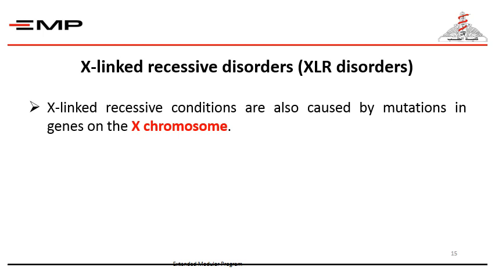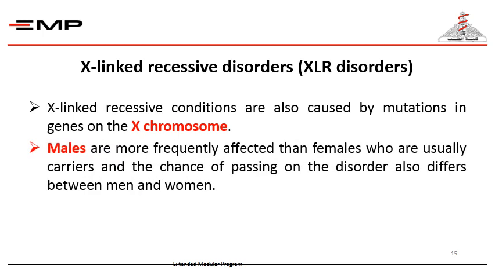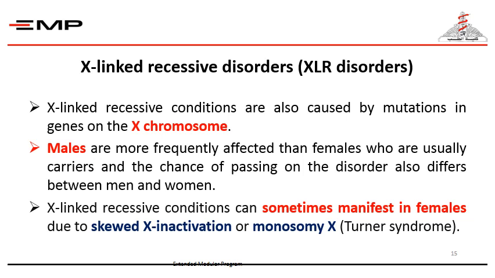The second type of single gene disorders that is caused by mutations of genes on the X chromosome is X-linked recessive disorders. Here, males are more frequently affected than females, who are usually carriers, and the chance of passing on the disorder also differs between men and women. X-linked recessive conditions can sometimes manifest in females due to skewed X inactivation or in cases of Turner syndrome.